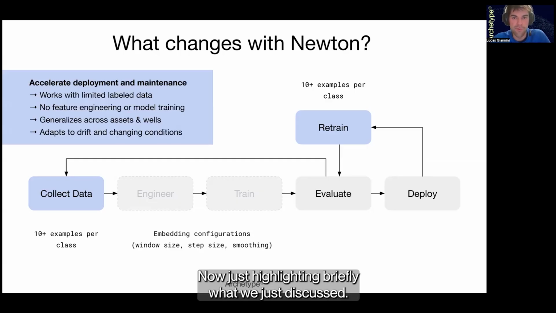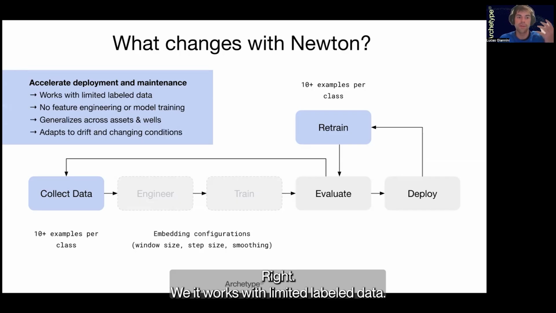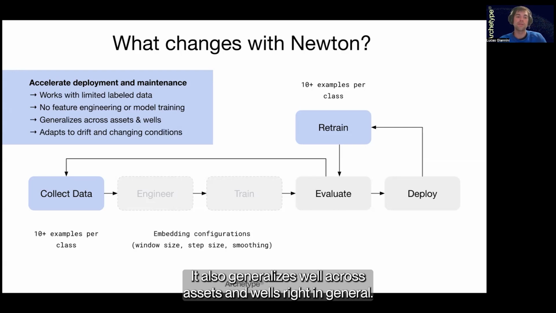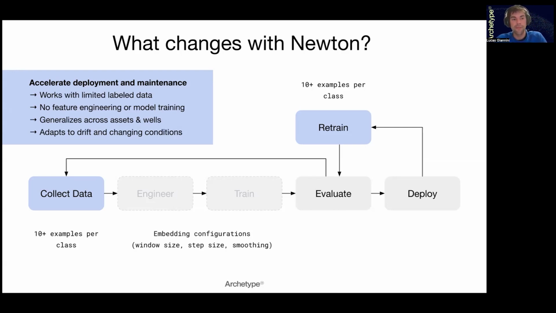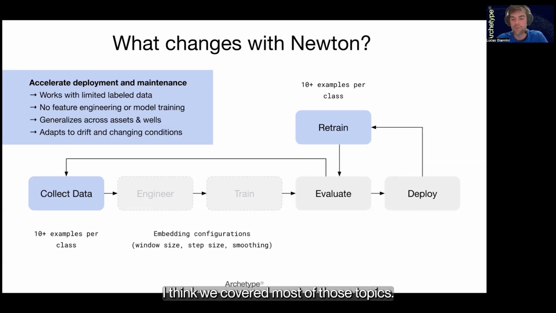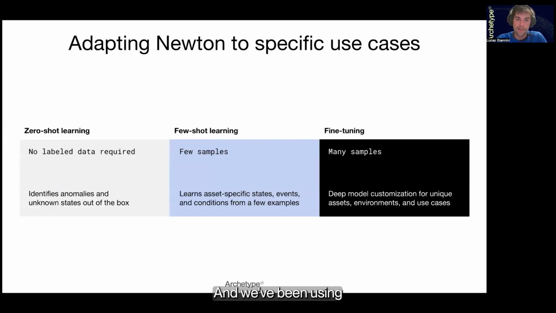Now, just highlighting briefly what we just discussed, right? It works with limited labeled data. You don't need to go through the feature engineering process. It also generalizes well across assets and wells, right, in general. And it adapts to recent changing conditions, right? I think we covered most of those topics.